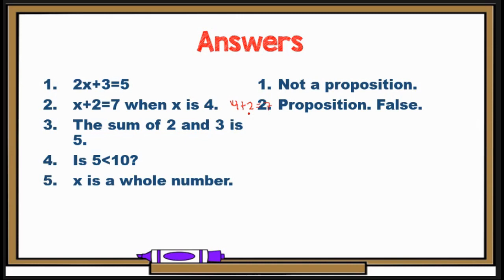Yes, it is a proposition. And the truth value is, of course, true. We know that 2 plus 3 is 5. Let's go to number 4.